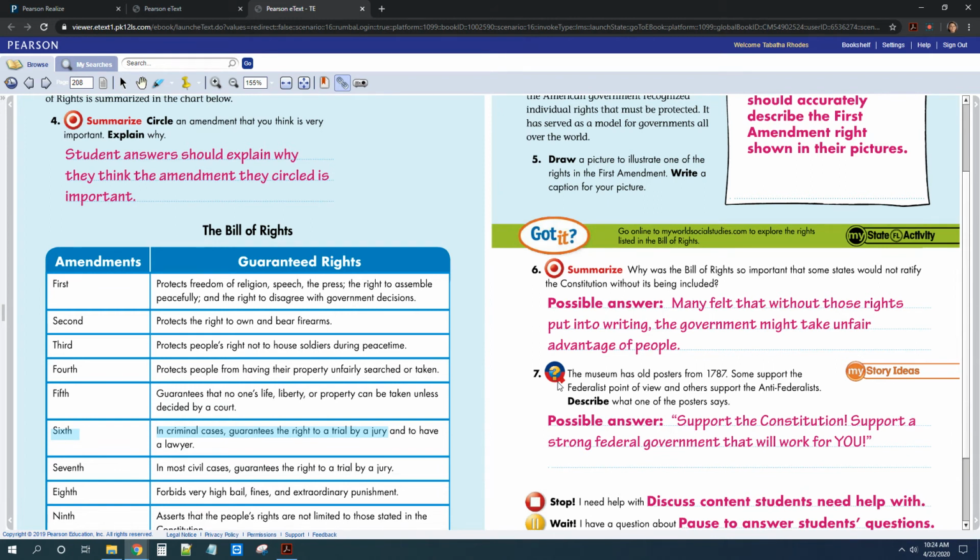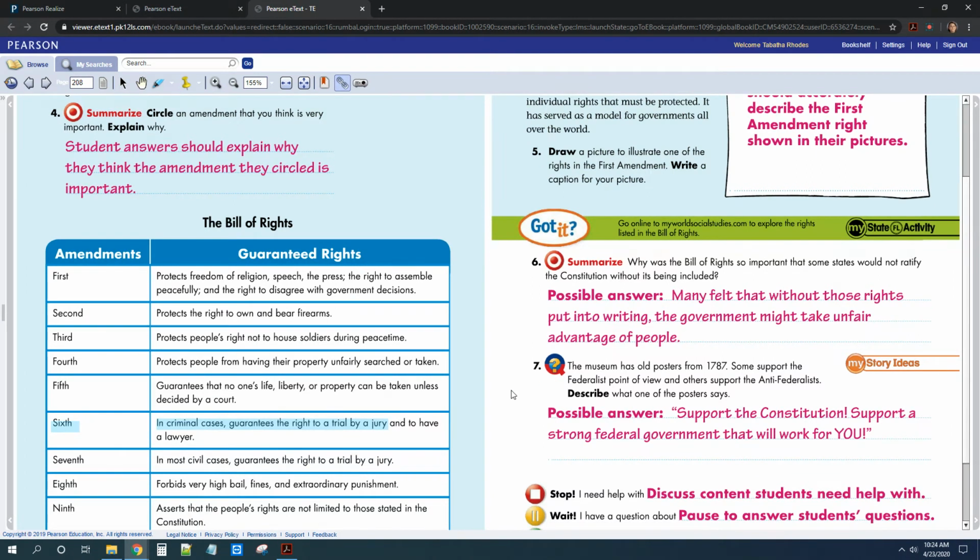And then number 7 is you're looking at some old posters from 1787. Some of them have Federalist points of view and some of them have anti-Federalist. What would one of the posters say? Well, it depends on what poster you're looking at. If you're looking at a Federalist poster, it might talk about how they support the Constitution, how it's going to make our country better. If it's an anti-Federalist poster, it might say, we're going to end up with another king again. Don't ratify the Constitution.